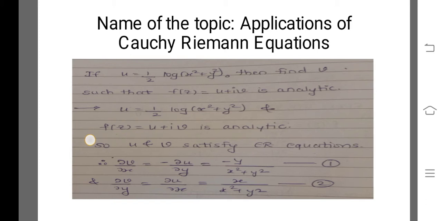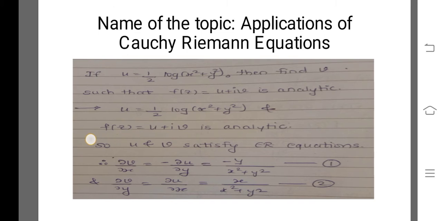Here u is given to us, which is a part of an analytic function f(z) equal to u plus iv. What is our job? We want to find out v, that is the harmonic conjugate of u. So let's start the solution. We consider u equal to 1 by 2 log of x square plus y square and f(z) equal to u plus iv is analytic. As f(z) is analytic, u and v satisfy CR equations.